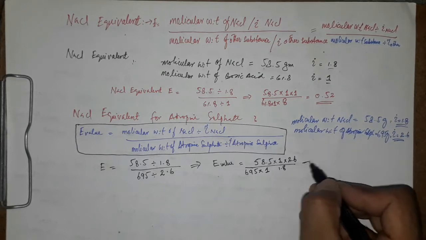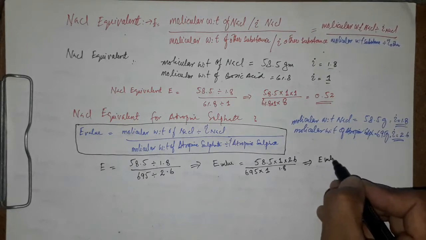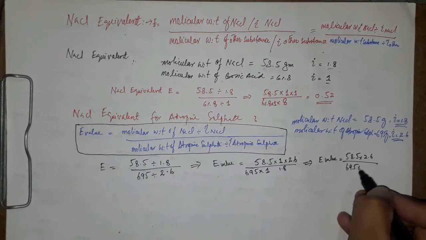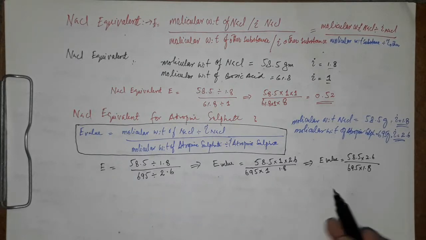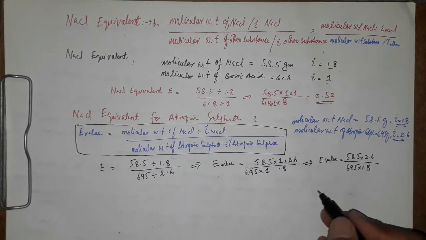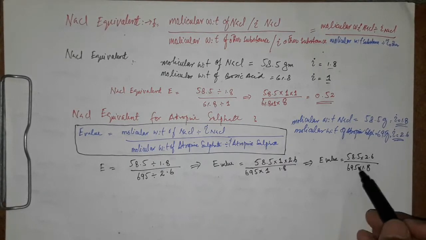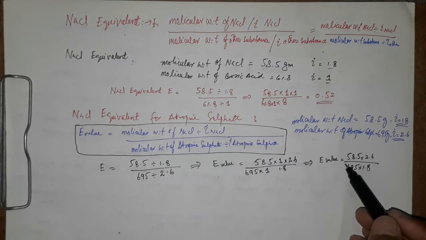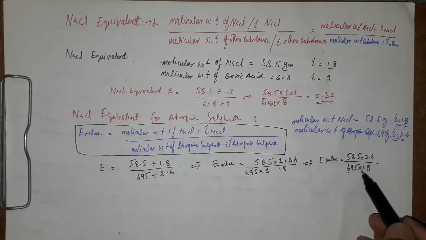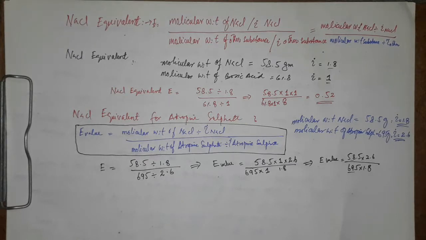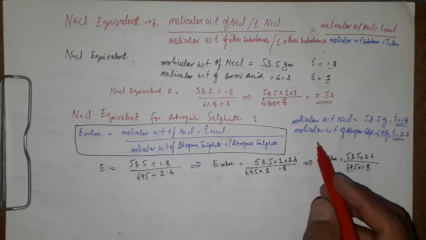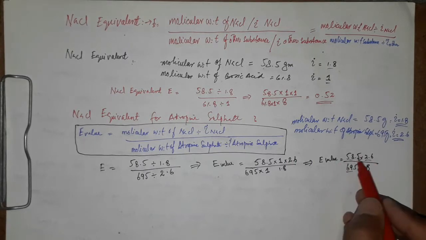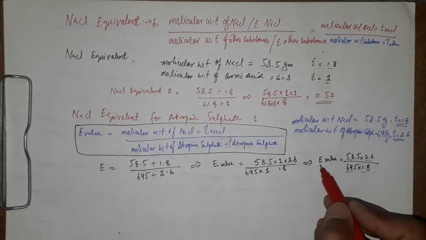Now here the E value will become equal to 58.5 multiplied by 2.6 divided by 695 multiplied by 1.8. Now as a general convenient rule, we can find that the quantities of two substances that are tonic equivalents are proportional to their molecular weight multiplied by the dissociation constant of the other substance. This will give us the E value.